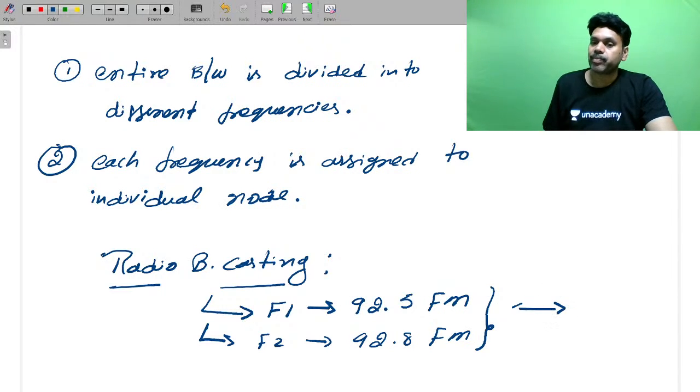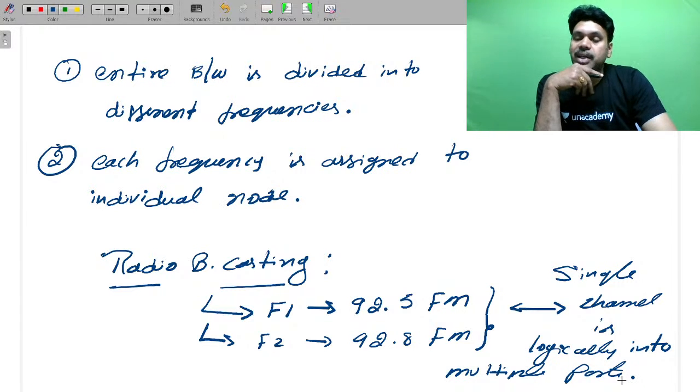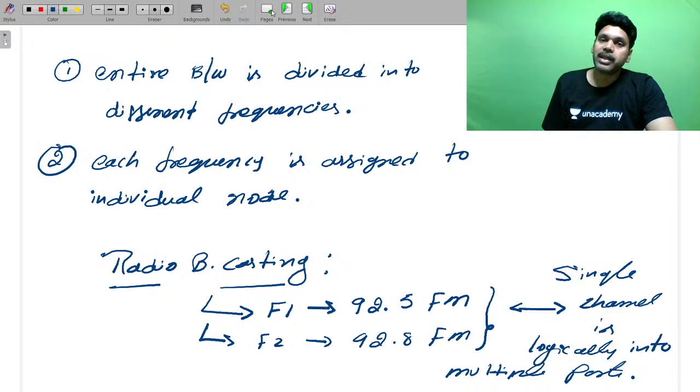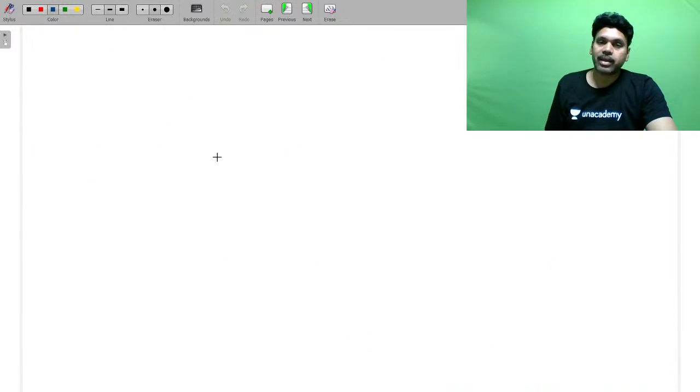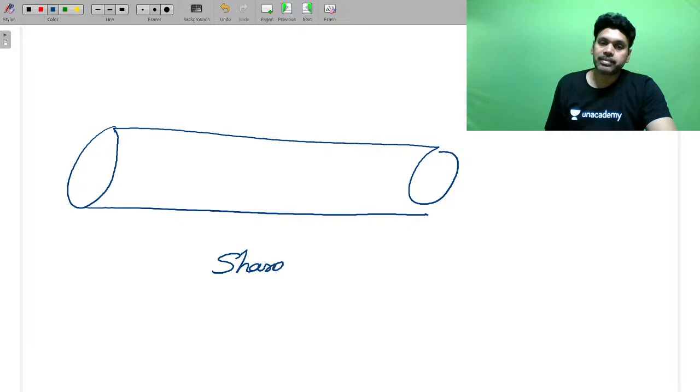A single channel is logically divided into multiple parts. If you look at the diagram, it is like this. This is your shared channel. To this shared channel, many of the nodes get connected. Node 1 can connect, node 2 also can connect, node 3 also can connect.